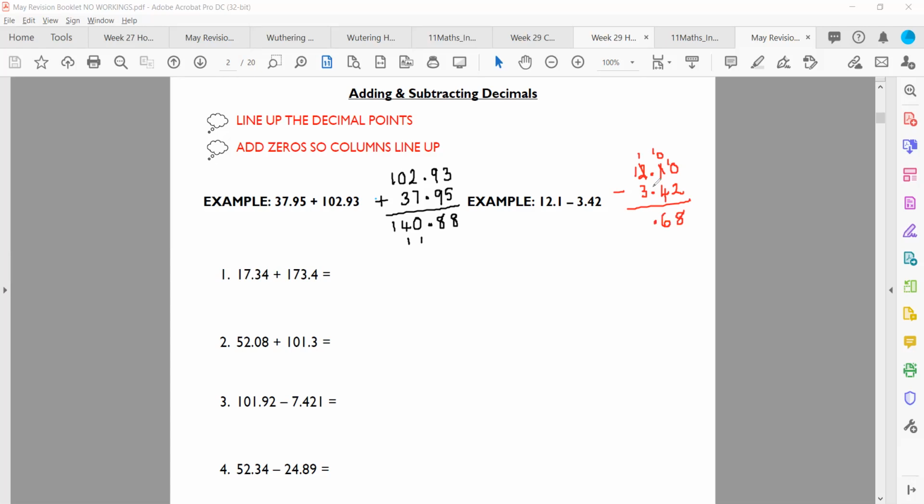Decimal point again in the answer must line up with the decimal points in the sum. 1 take away 3 you can't do, so exchange. You now have 11 take away 3 and your answer is 8.68. So have a go at the remaining questions to practice that skill.